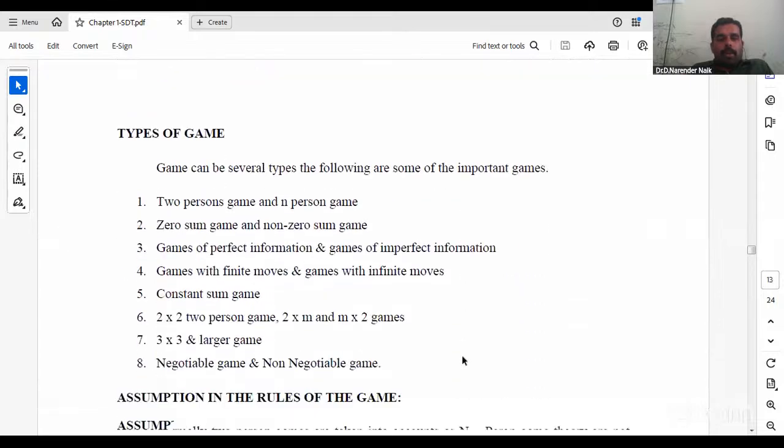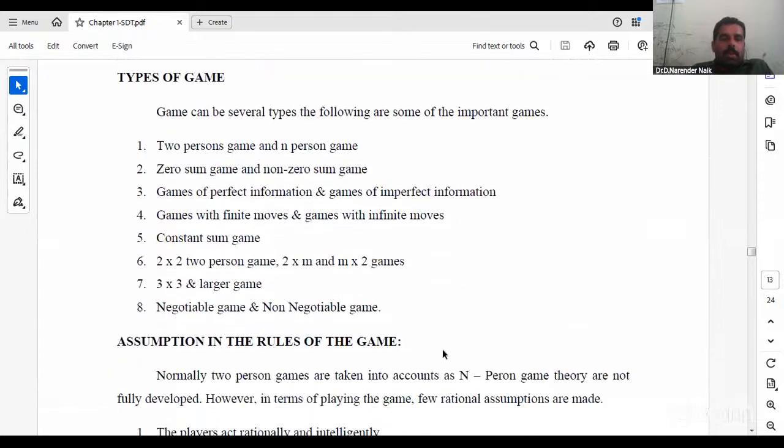Okay, the next one is types of games. So how many types of games? There are different types of games, but for our syllabus purpose, we are choosing these games. So games can be of several types. The following are some of the important games, that is, two-person game and n-person game.